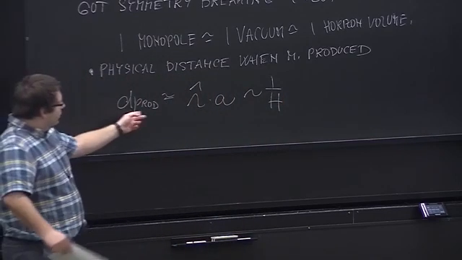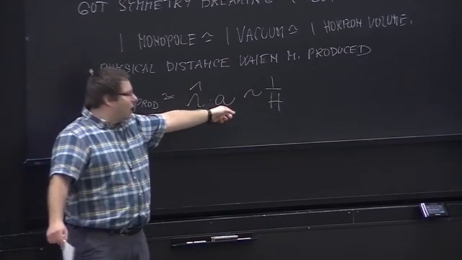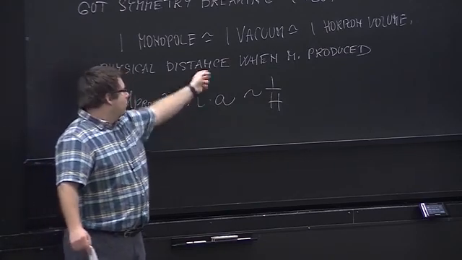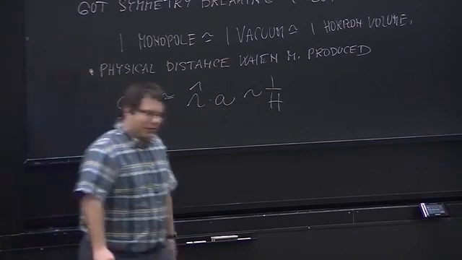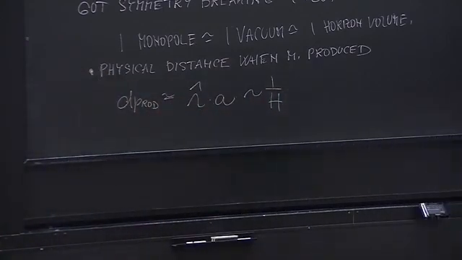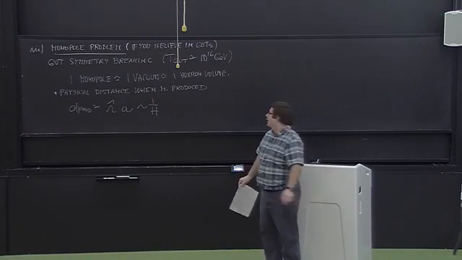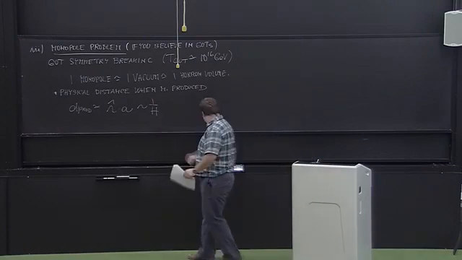Okay, so this is the physical distance, which is the co-moving distance times the scale factor at the time. And the co-moving distance is really how big, at the time, the particles could communicate, how big the horizon was at the time. Okay, so this is the distance when they were produced.